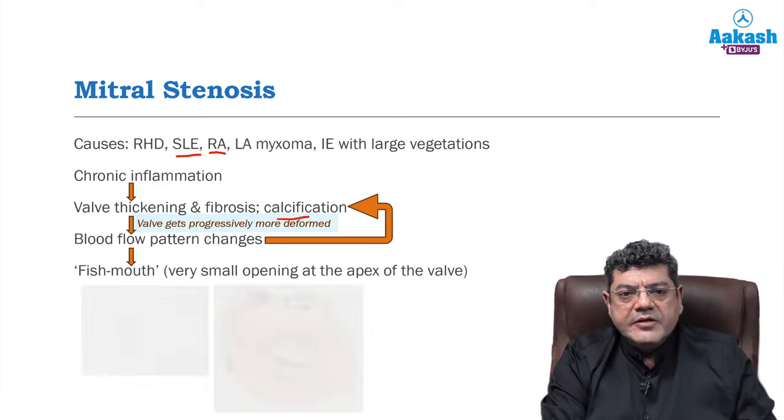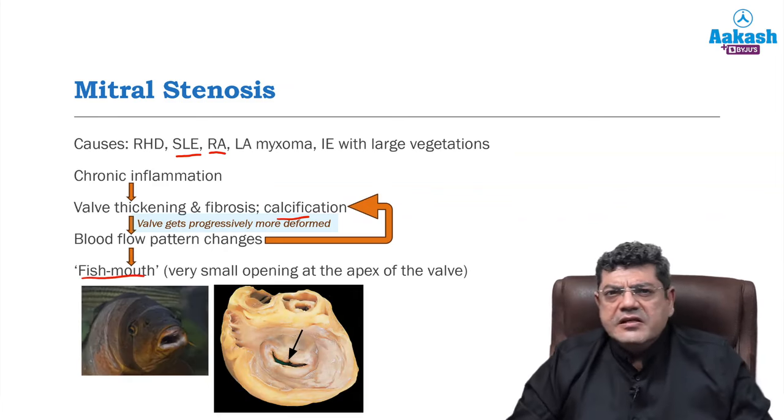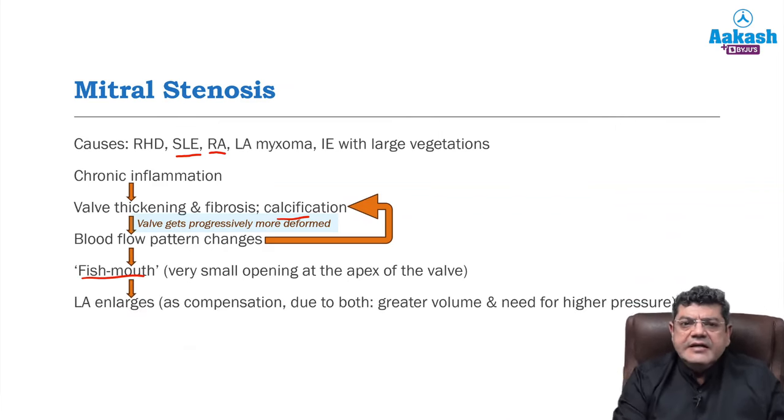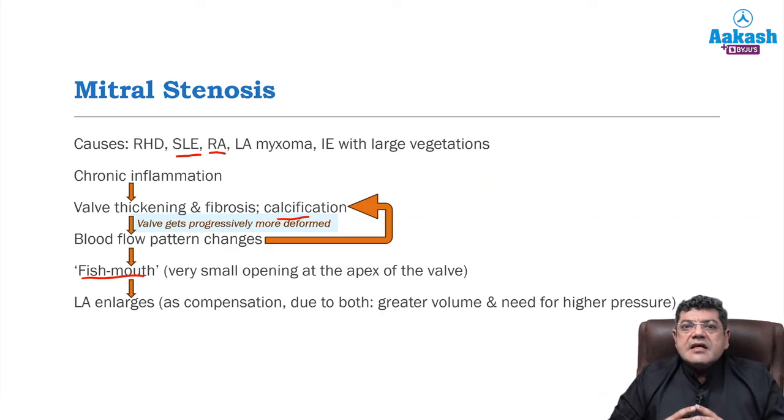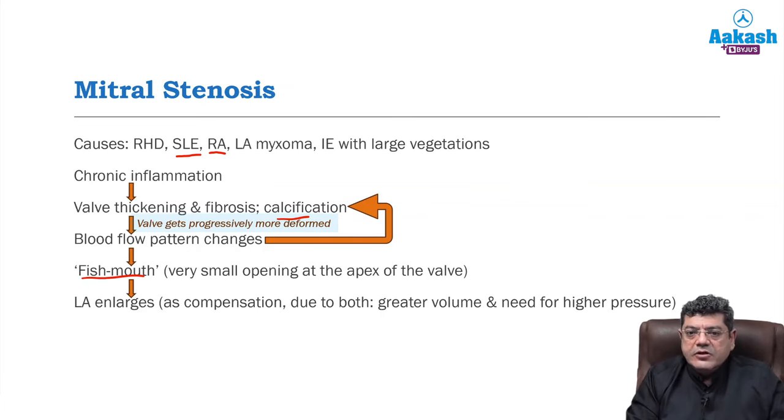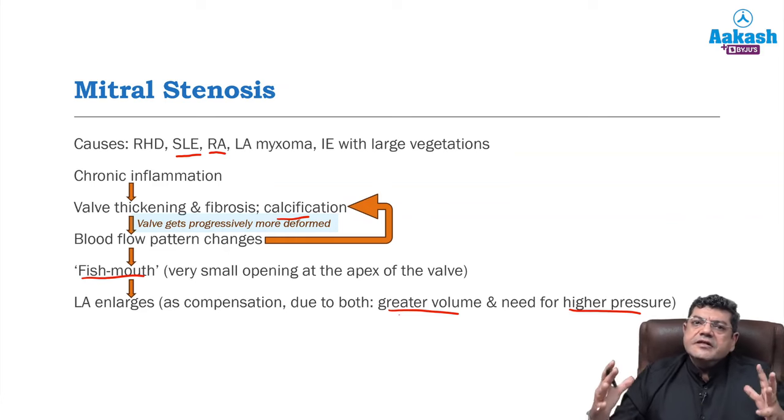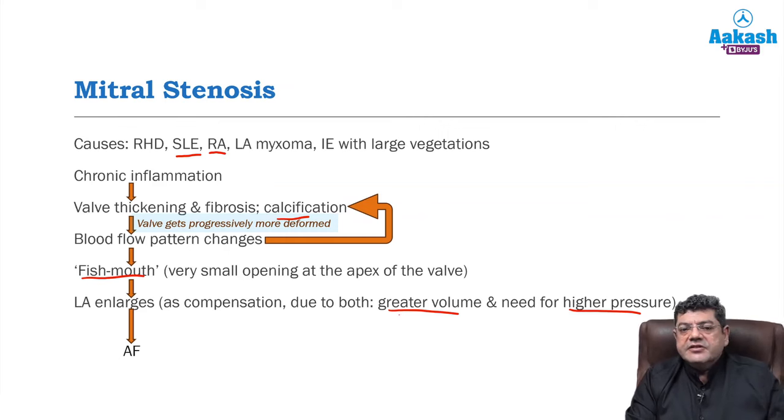Okay, eventually it becomes what is described as a fish mouth, which basically means a very small orifice, a very small opening at the apex of the valve, right? And the left atrium enlarges as compensation. Why? Because it has to accommodate initially a greater volume and it has to contract at a higher pressure for the left ventricle to fill effectively, right? So the left atrium enlarges, and an enlarged atrium is a substrate for atrial fibrillation. Why is that important? Because this causes the MS to progress much faster.